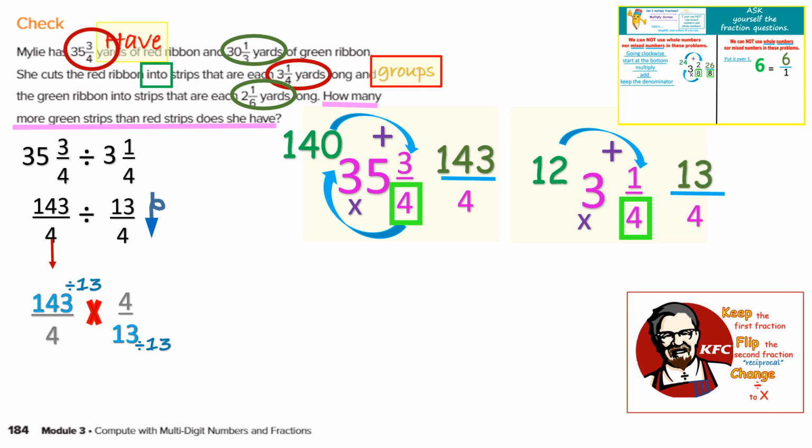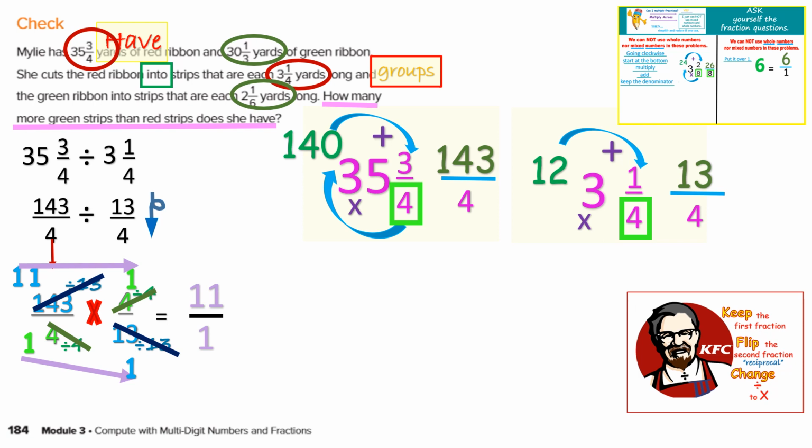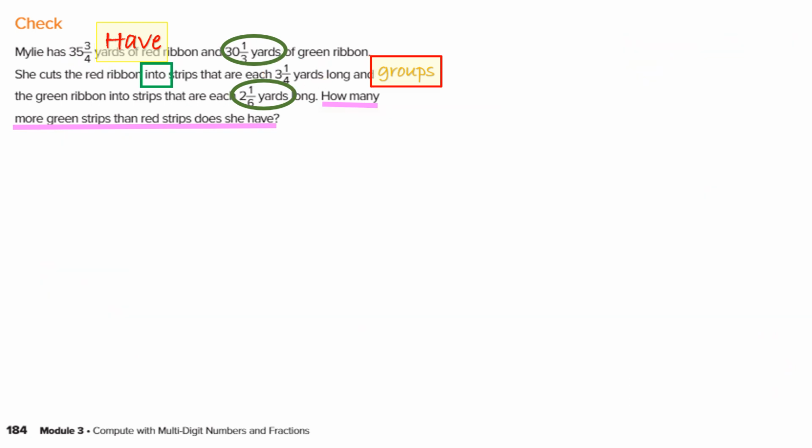So when I do 143 divided by 13 on my calculator, it tells me that that is 11. And then 13 divided by 13, any number divided by itself is 1. And then notice the 4s, any number divided by itself is 1 again. So now I have multiplying across. I multiply 11 times 1, which is 11, and 1 times 1, which is 1. So what we're saying is, when I do this, I end up with 11 strips of red ribbon. That's not the answer. Now I have to do the green.